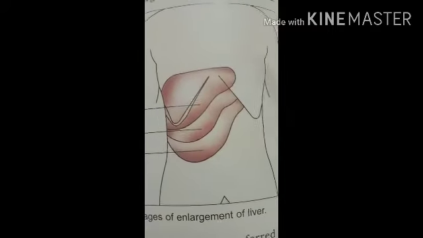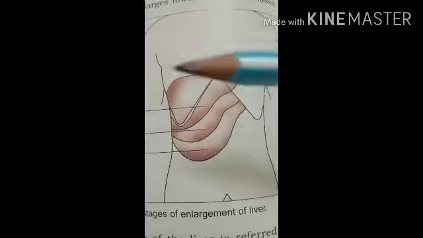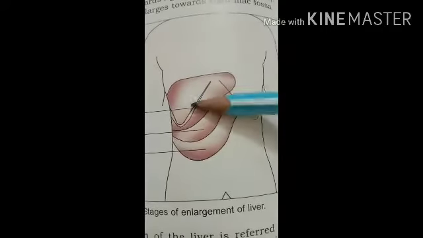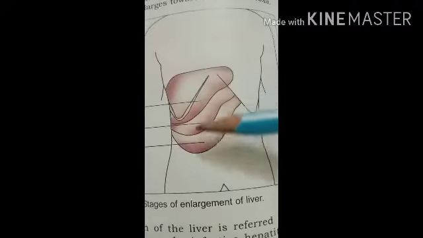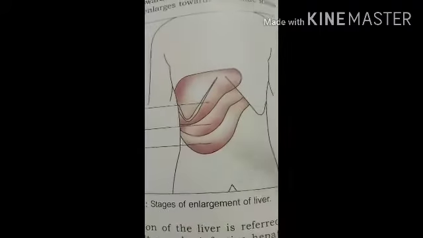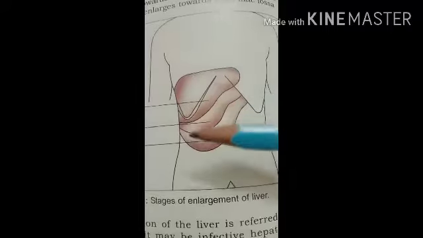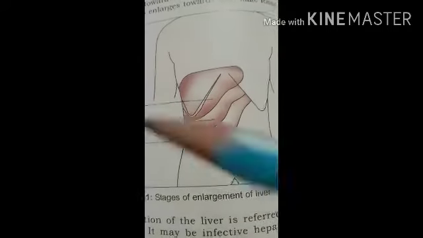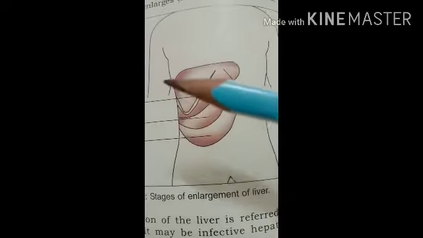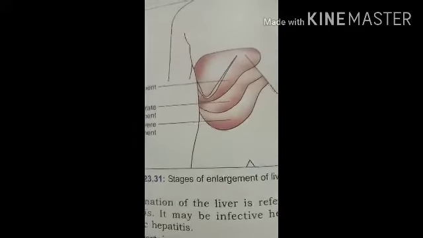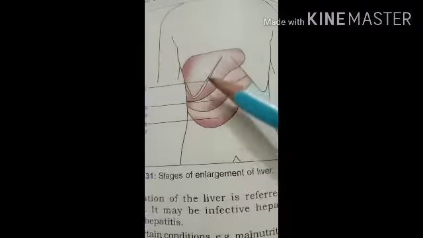First, the inflammation of the liver is called hepatitis, and the hepatitis may be infective or amoebic. Second, in certain conditions like malnutrition, the liver tissue goes fibrosis and shrinks, and this clinical condition is called cirrhosis of the liver.